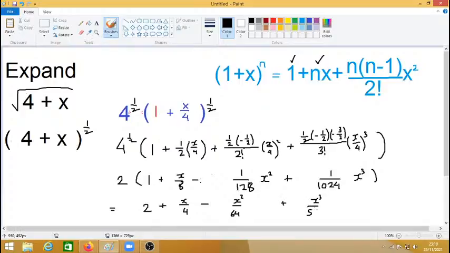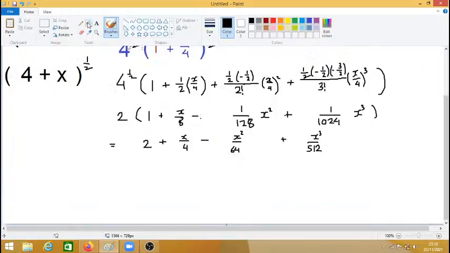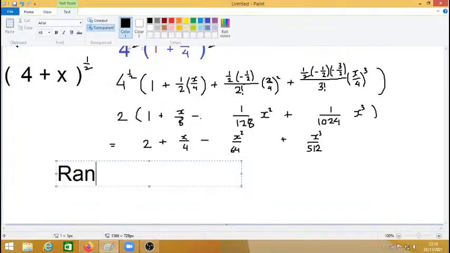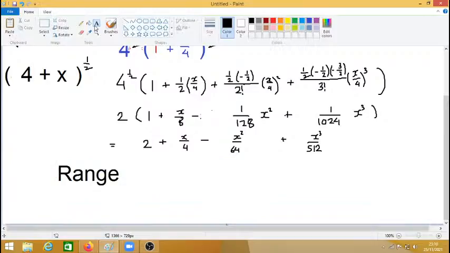The last thing in this question is, for what range is the expansion valid? So what you have to do is look at this bit of the bracket that you did here when you took out the factor to make it 1 at the beginning, and just say the modulus of this has to be less than 1. So the range is where x over 4 is less than 1. The modulus of x over 4 has to be less than 1.